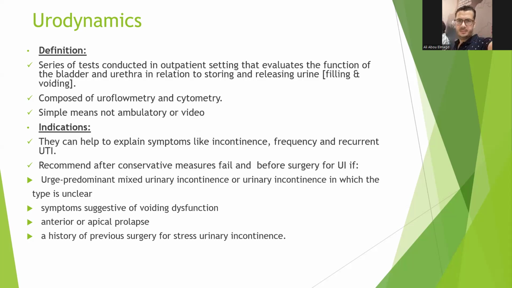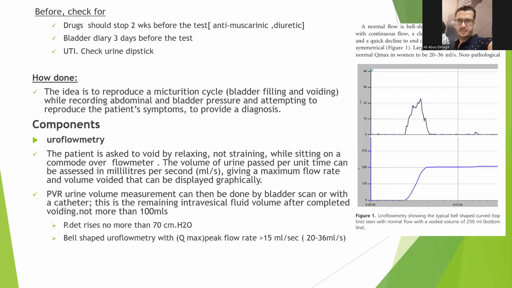If the patient has urinary incontinence and symptoms suggestive of voiding dysfunction, if the patient has urinary incontinence and at the same time has anterior or apical prolapse, or if the patient has urinary incontinence and has a history of previous surgery for urinary incontinence.